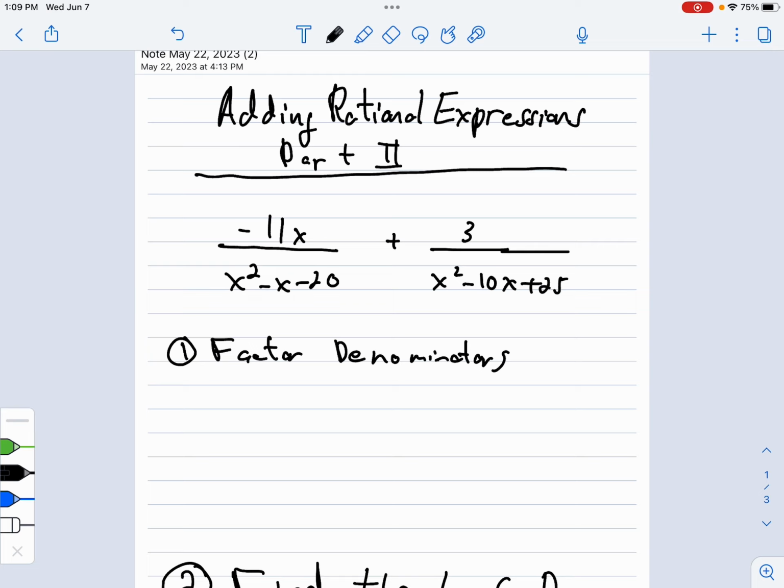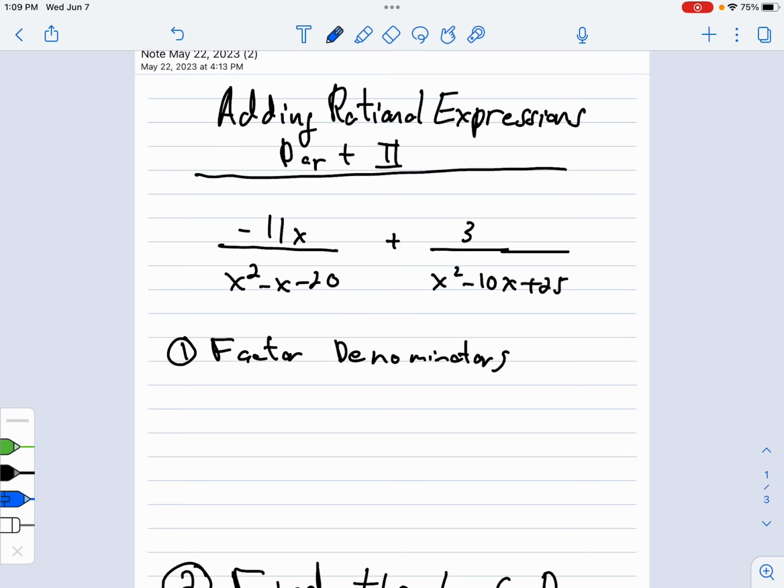All right, so we are adding rational expressions: minus 11x divided by the quantity x squared minus x minus 20, plus the expression 3 divided by the quantity x squared minus 10x plus 25. All right, so you're adding these rational expressions.